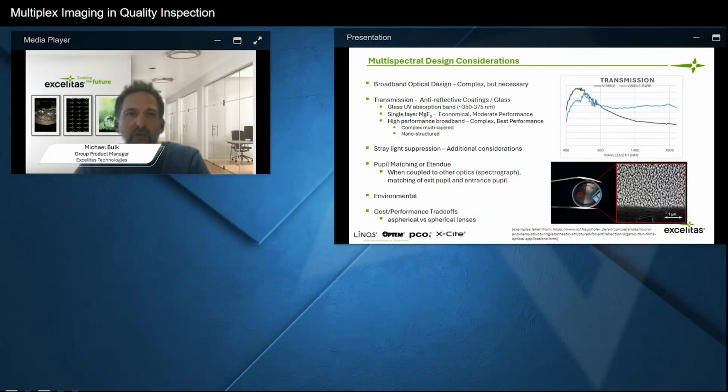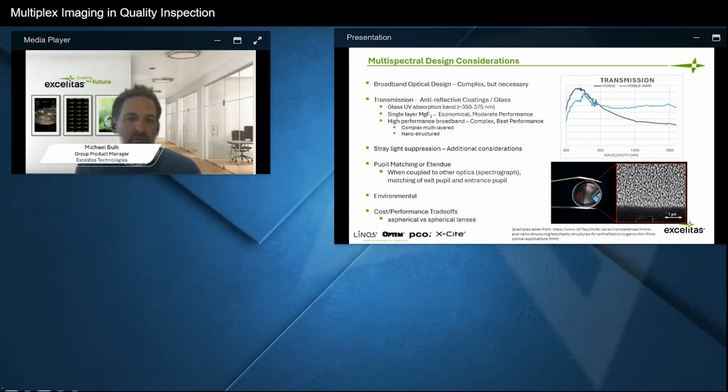And in some cases, you may also have to have pupil matching. Essentially, this is when you have one lens system that is being coupled to another lens system. Say, many times there's a spectrograph that's used for a hyperspectral camera. If you don't properly match the pupils, the exit pupil from one lens system to the entrance pupil of another lens system, you may have unwanted vignetting effects occurring. So these are things that sometimes you also have to consider.